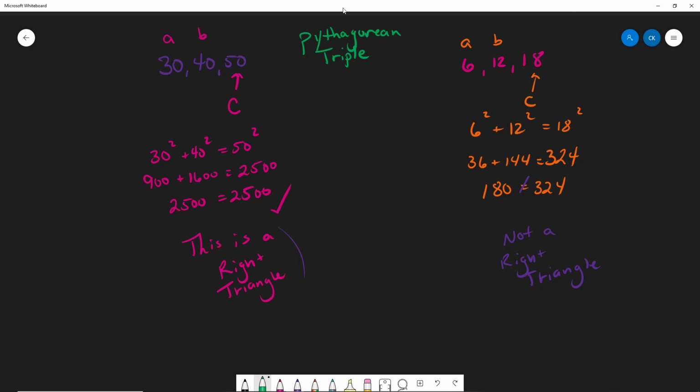So, in order to be a Pythagorean triple, first of all, it has to be a right triangle. It has to follow the Pythagorean theorem. So right off the bat, if we were working with these two problems and I asked you, are they Pythagorean triples, I would know that this one can't be because it's not a right triangle. All right, so for it to be a Pythagorean triple, it has to have two things. First off, it has to be a right triangle. Okay, and again, in order to determine that, use the Pythagorean theorem.